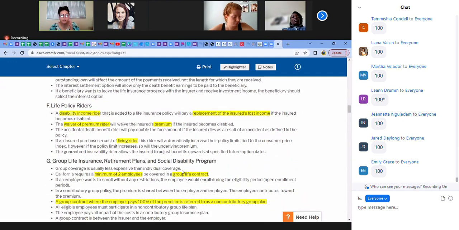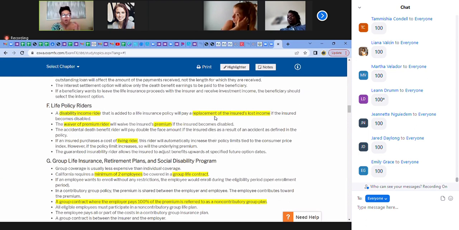All right, riders. Here's the common riders that people confuse. You have a disability income rider and a waiver of premium rider. The disability income rider is going to replace the insured's income. So let's say I have a death benefit of $500,000 of insurance, and I add a disability income rider. That says if I become disabled, let's say my monthly amount was going to be $5,000. They would pay me $5,000 a month in income because I added the disability income rider.